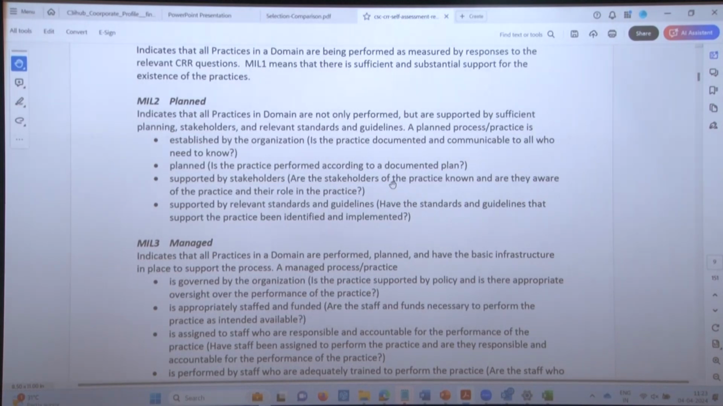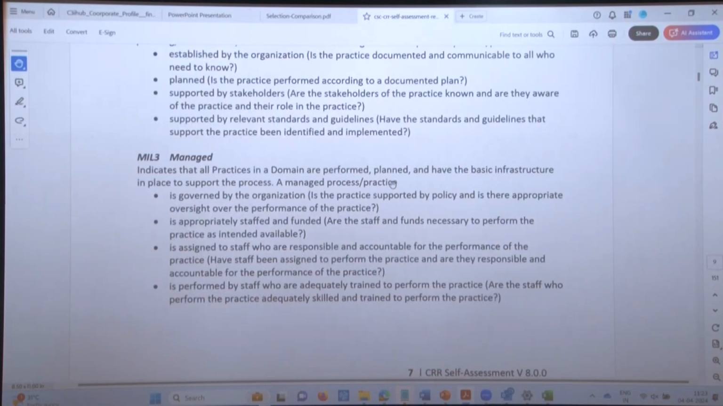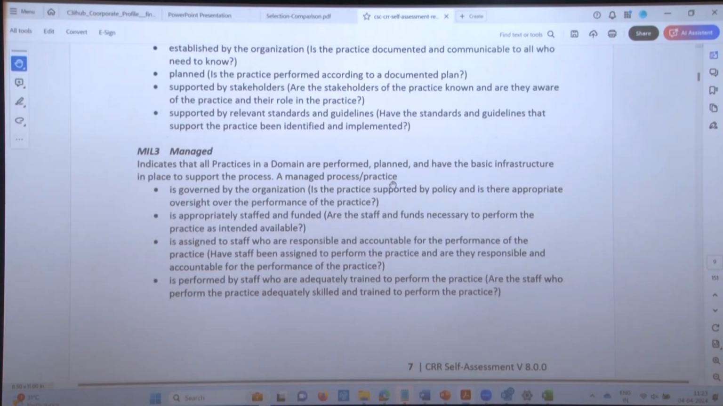Then the next one is managed. To be managed, you have to do all the practices, plus everything has to be documented, planned, stakeholder-communicated and so on. On top of that, this maturity level talks about governance. Is the practice supported by policy and appropriate oversight over the performance of the practice? See the difference here, and this is important to understand. Here we are saying that the practice is documented and communicable, right?